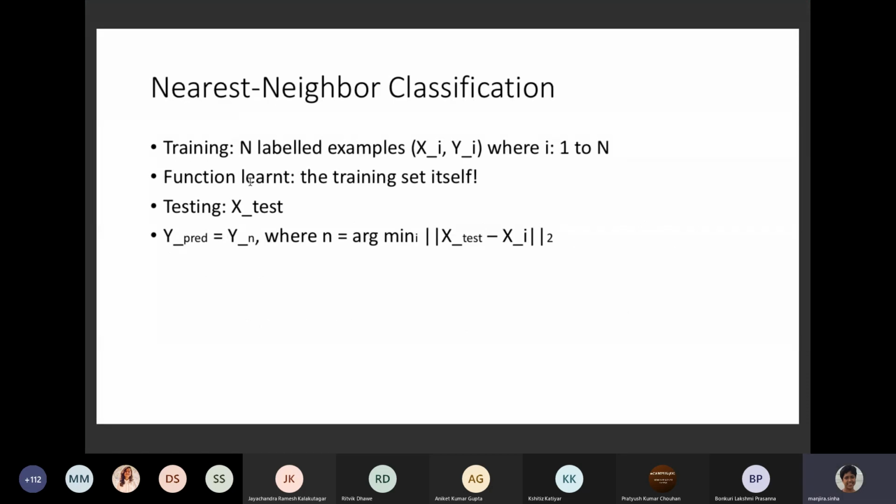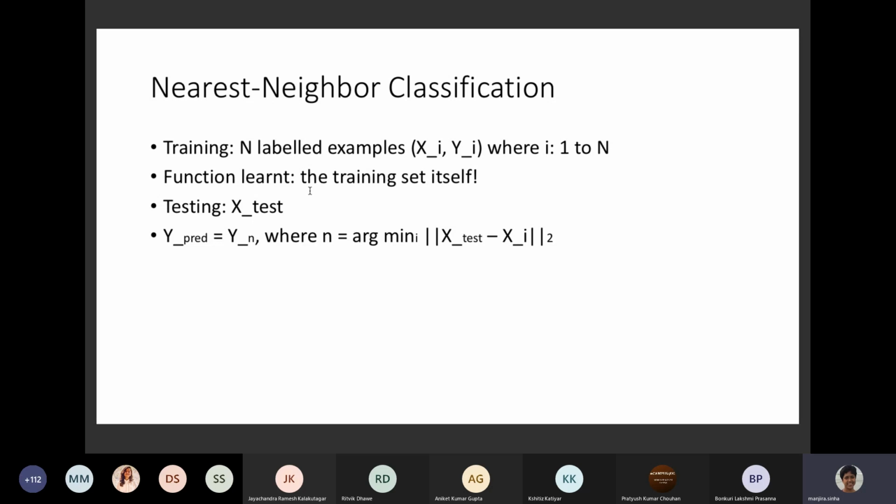So what do we do in nearest neighbor classification? We have n labeled examples, (xi, yi), where i equals 1 to n. So the function learned is the training set itself.